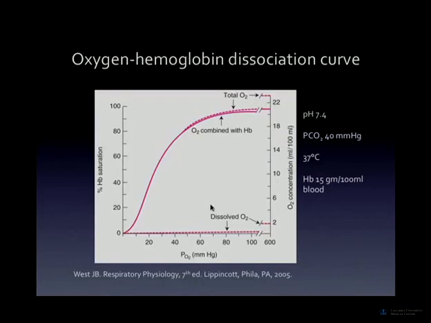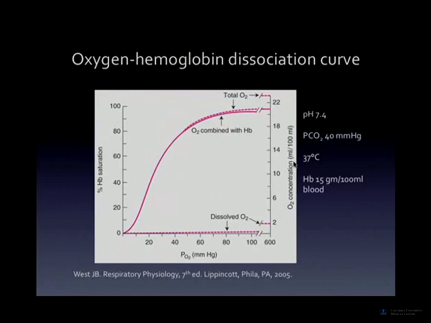This is the oxygen hemoglobin dissociation curve, and we're going to spend a few moments talking about this. PaO2, or the partial pressure of the dissolved oxygen, is on the x-axis. SaO2, or the percent saturation of hemoglobin with oxygen, is on the left-hand y-axis, and then total oxygen concentration, oxygen content, or just the total amount of dissolved oxygen plus oxygen bound to hemoglobin, is on the right-hand y-axis.